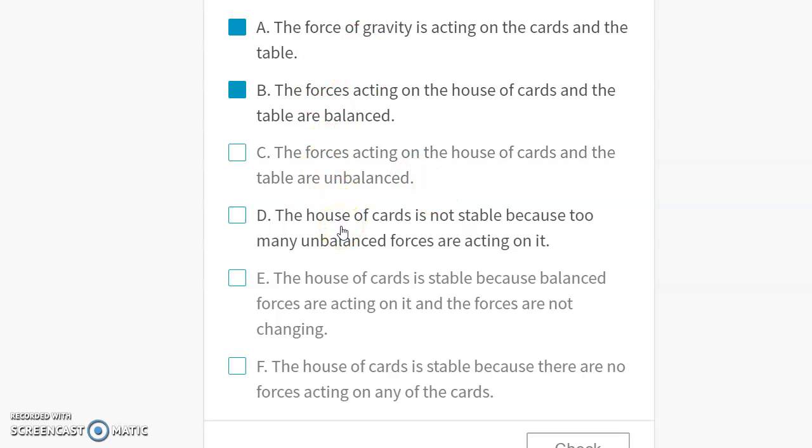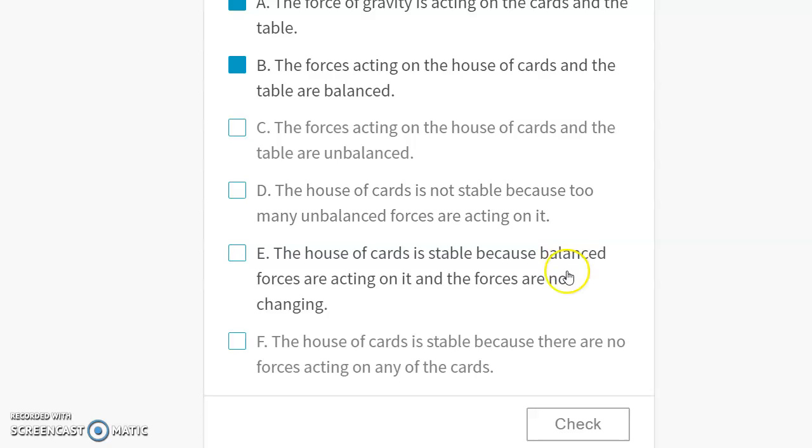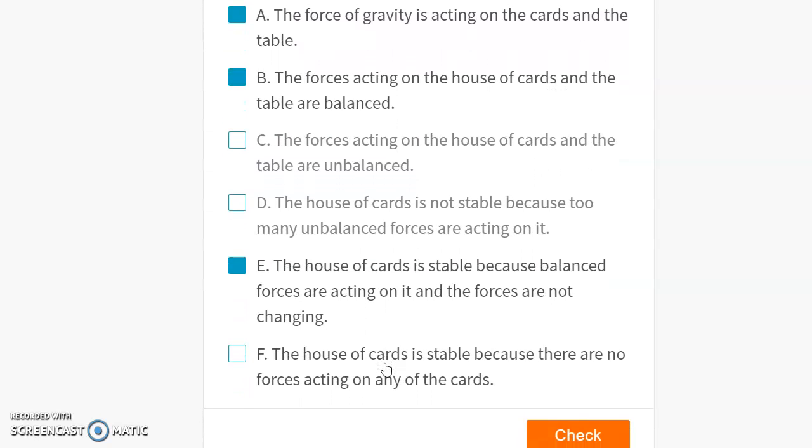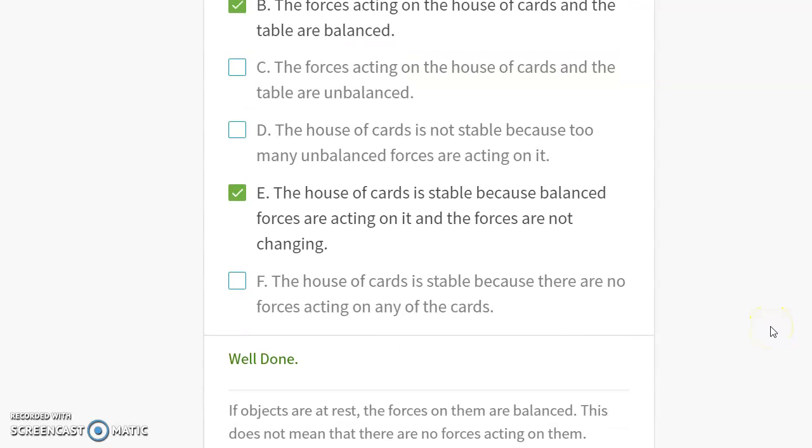So we'll choose B. The house of cards is not stable because too many... Well, it's not falling, so it has to be stable. It is stable because balanced forces are acting on it and the forces are not changing. The house of cards is stable because there's no forces. Well, there's definitely forces, so let's see if we can say that the forces are acting on it but not changing. Perfect, so A, B, and E.